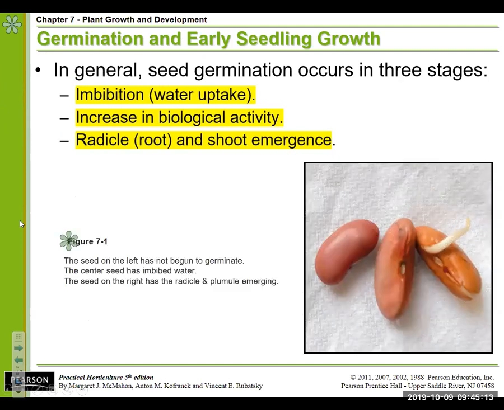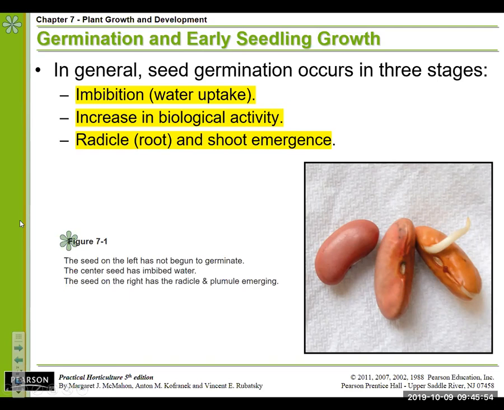So let's look at just the beginning again, looking at seed germination. What we think of as the beginning of life for most plants begins with imbibition, which is the period of time where the seed is taking up water. If you're seed saving at home, it's very important that you get seeds completely dry before you store them, because moisture will reduce the viability of seeds when they're exposed to it for a long period of time.